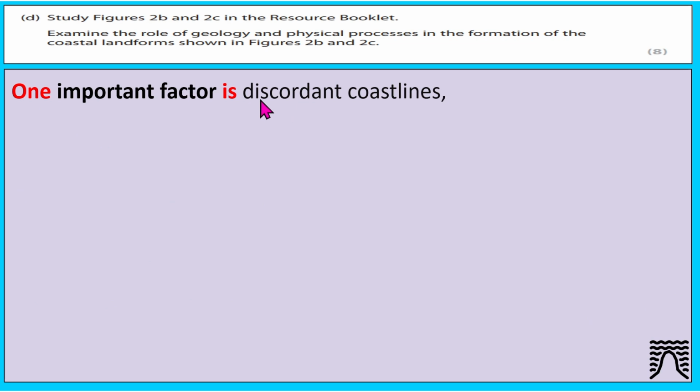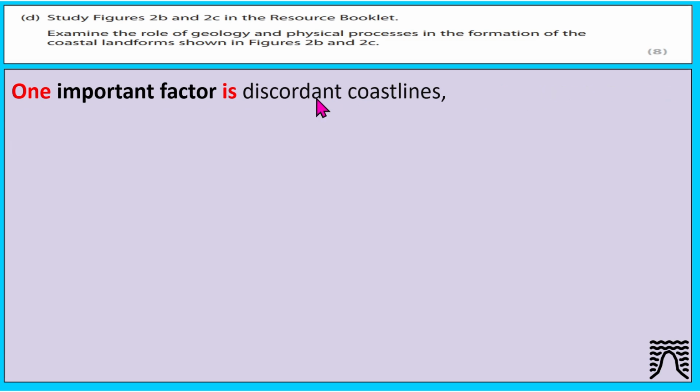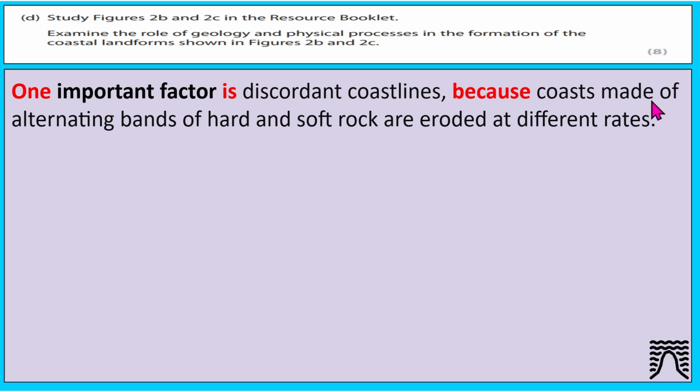One important factor is discordant coastlines. I've done 2 things here. I've said a bit of evaluation, important factor. I could have said significant factor, but either way I've made a judgment. So I'm evaluating, which is high level. Discordant coastlines, that's my point. So everything I talk about from now on in this paragraph needs to be about discordant coastlines. Okay? Now, I move into the causes here. Coasts are made from alternating bands of hard and soft rock eroded at different rates. So I've talked about hard and soft rock, alternating bands, and differing rates of erosion. Okay, and I've done all of that in my first sentence, really.